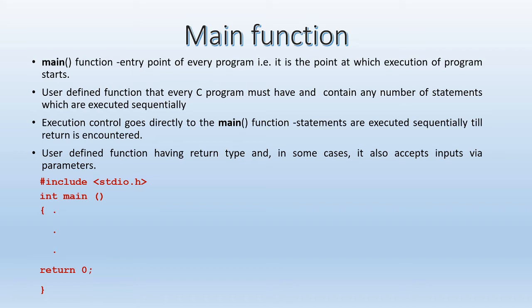Then the next function is the main function. Main function is the entry point of every program in C. It is the function from where execution of the program starts. It's basically a user-defined function which includes all your program statements, and you can have any number of statements here. These statements are executed sequentially. After writing main, execution control directly goes to the main function. Statements there are executed sequentially till return is encountered.